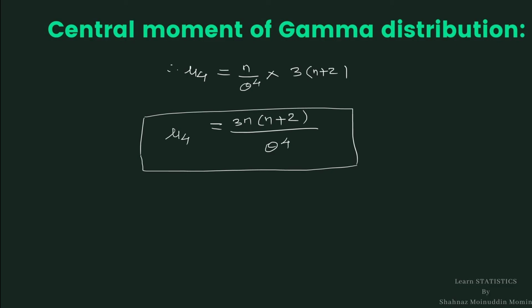In this way, we obtain the central moments from the relation between raw moments and central moments. One can obtain the central moments by definition and with the help of integration. In this way, in this lecture, we learned what is central moment and how to obtain central moment in case of gamma distribution.